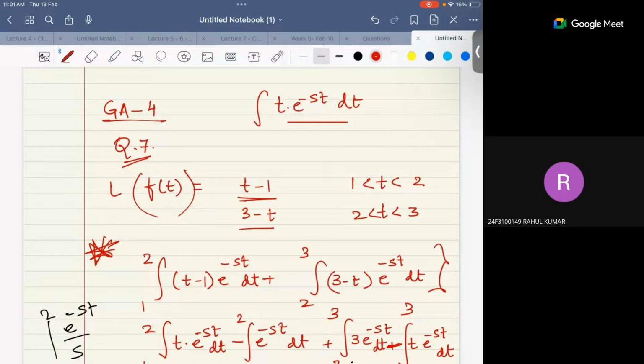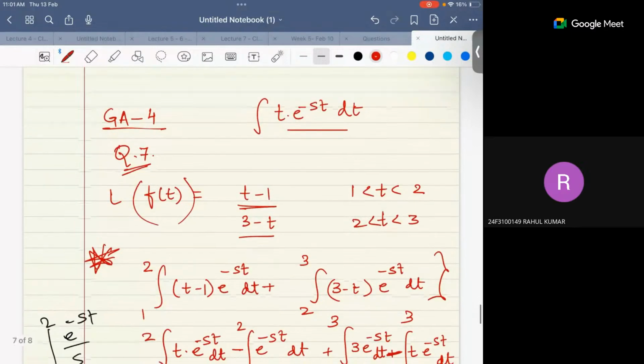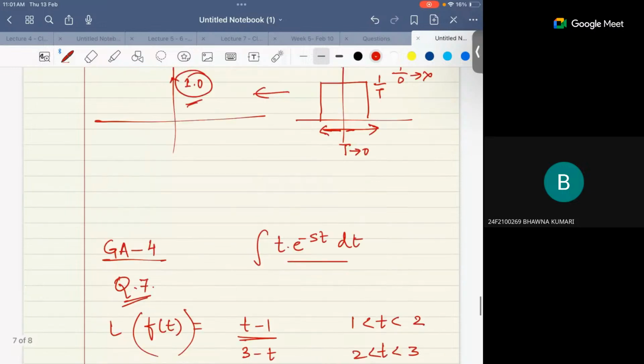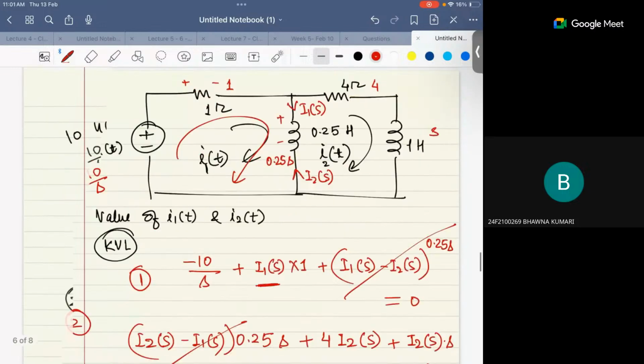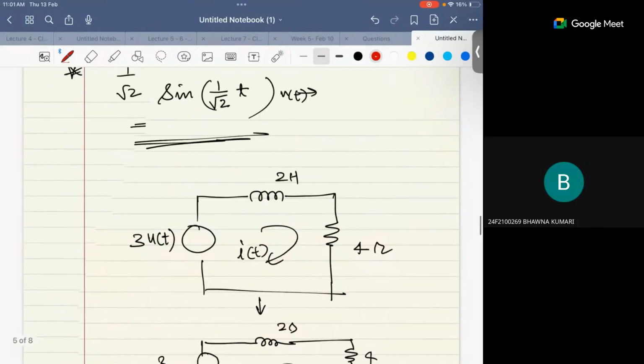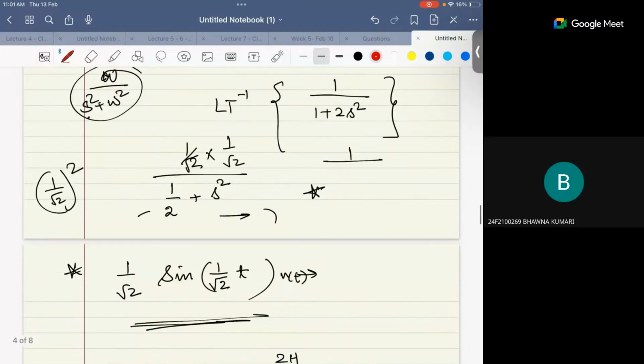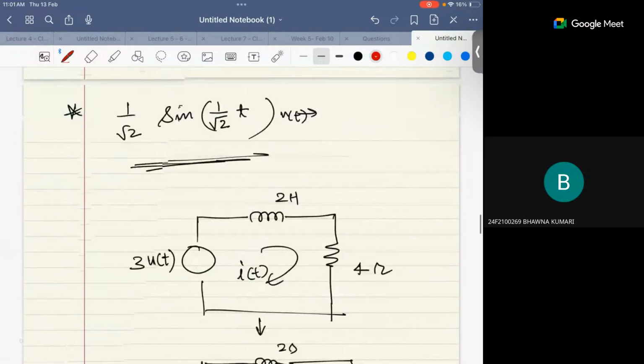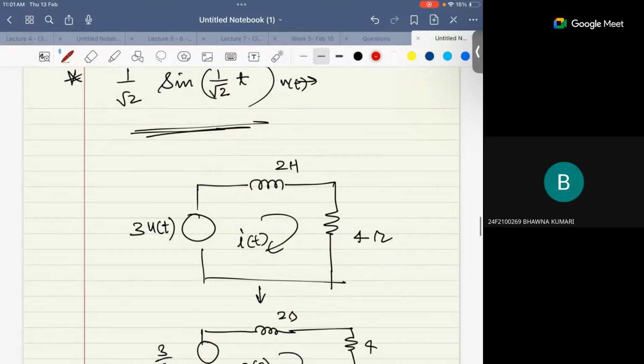Is this possible? I don't think so, but if somebody is saying it, I can check. And how will you change the limit? The problem here is if you are going from the time domain to the s domain, how will you change the limit? You can't change the limit.